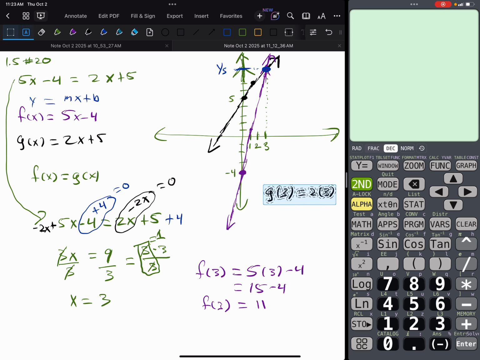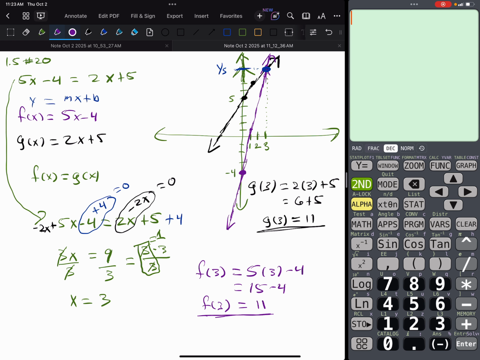Oops, I ran out of space. I'm going to do the teacher with a tablet cheating and slide over and create some more space. Plus 5. Okay, well, that's going to be 6 plus 5. And so my g of 3 is going to equal 11, which, fortunately for my ego, is the same. Because I just told you that they should be the same, because what we just found is the intersection of those two lines. So this point, 3, 11, should be on both lines.